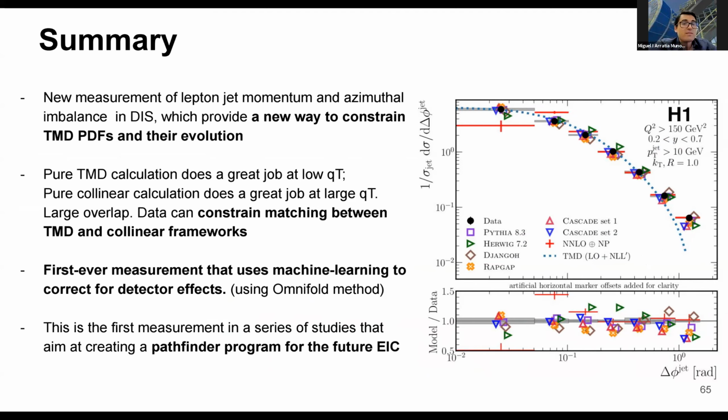And this is the first measurement ever that uses machine learning to correct for detector effects. And this is the first measurement in a series of studies that we will do that aim to create a pathfinder program for the EIC. So thank you very much, and sorry for being a bit over time.